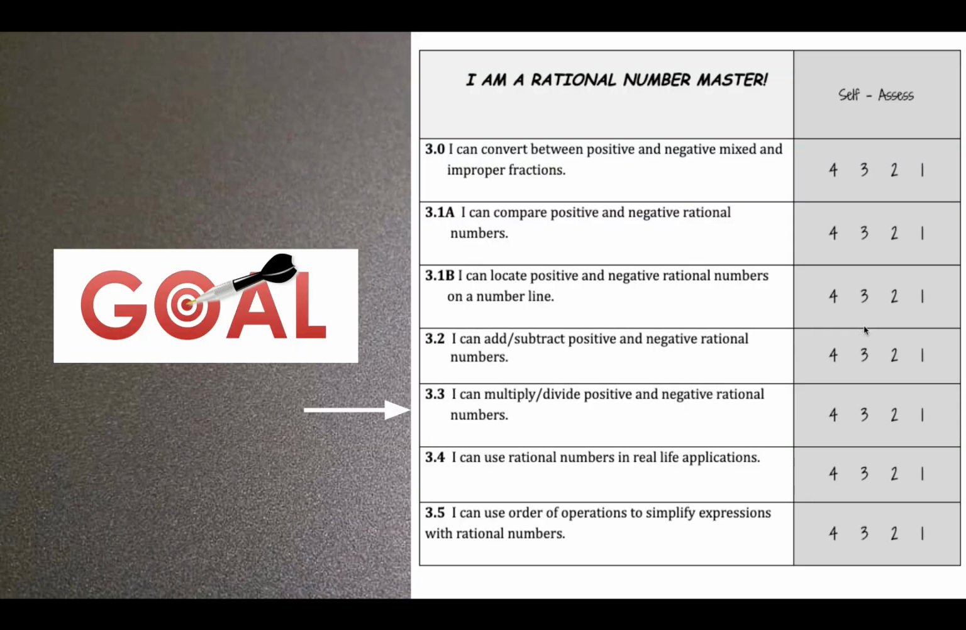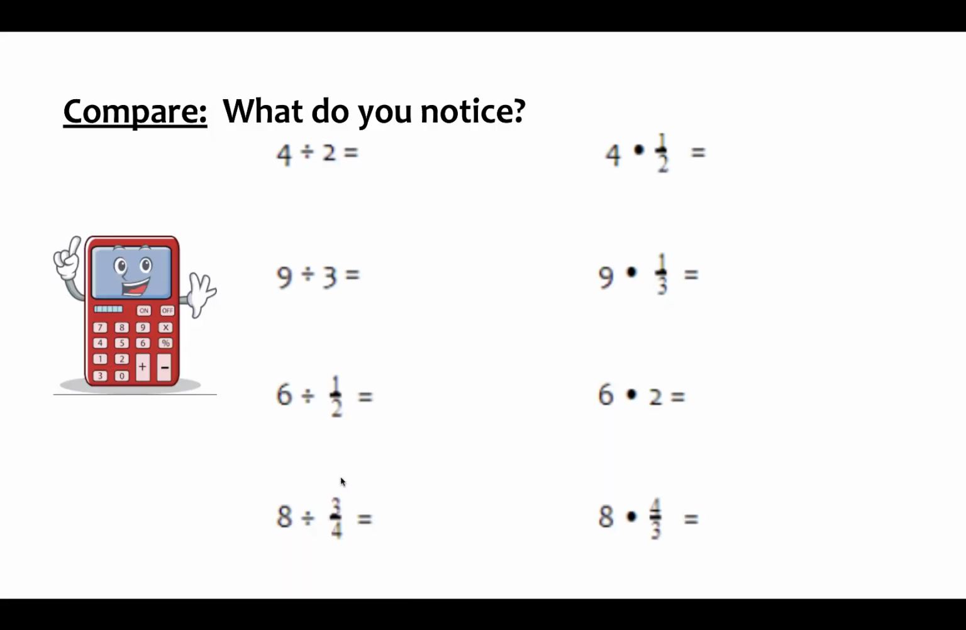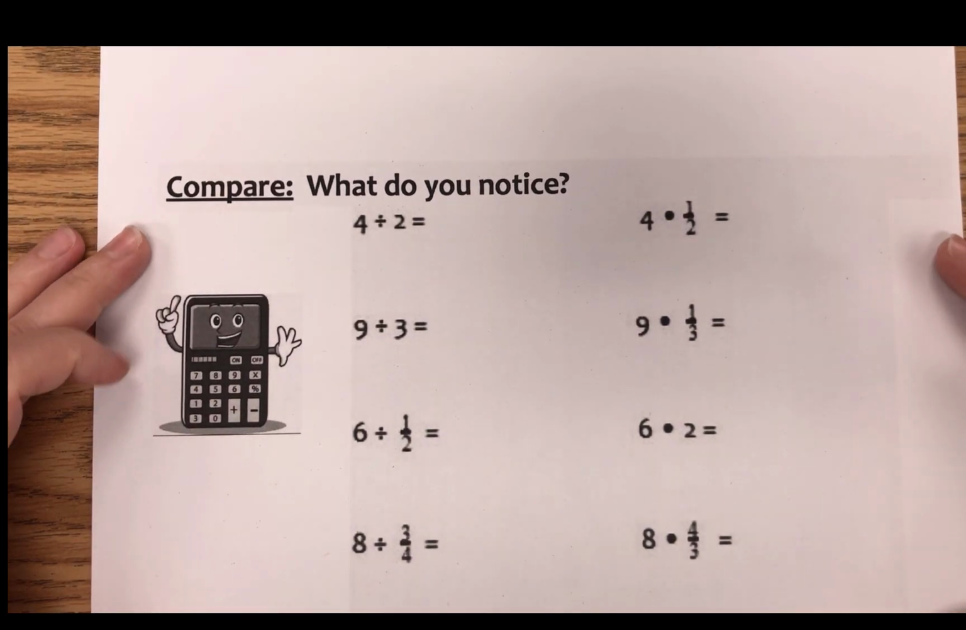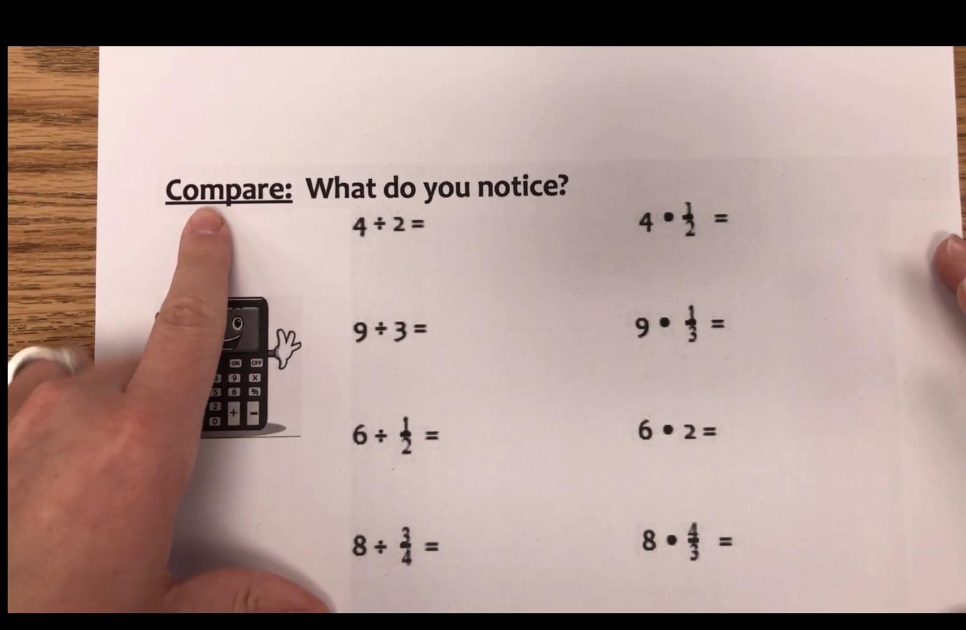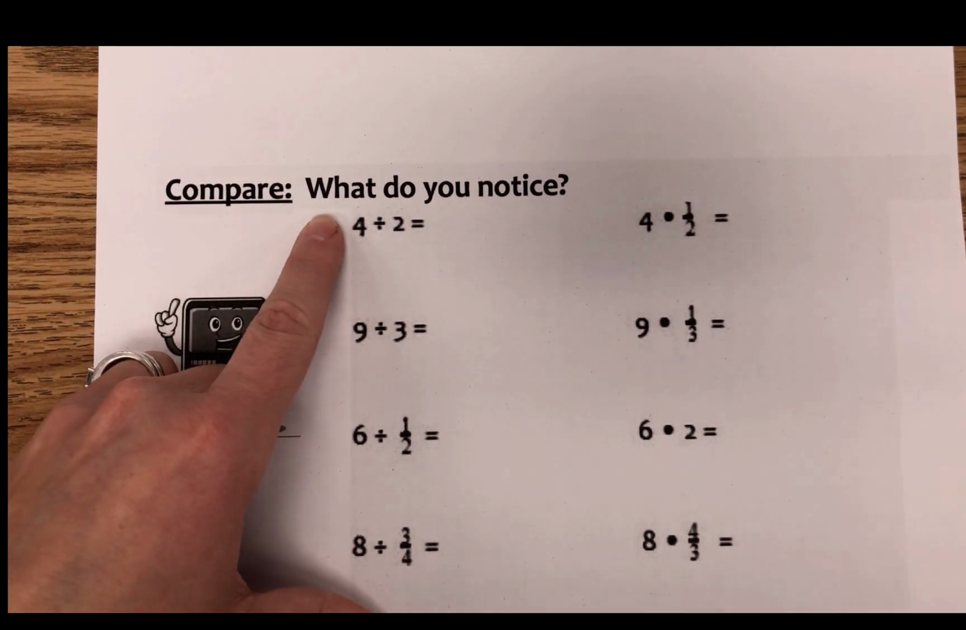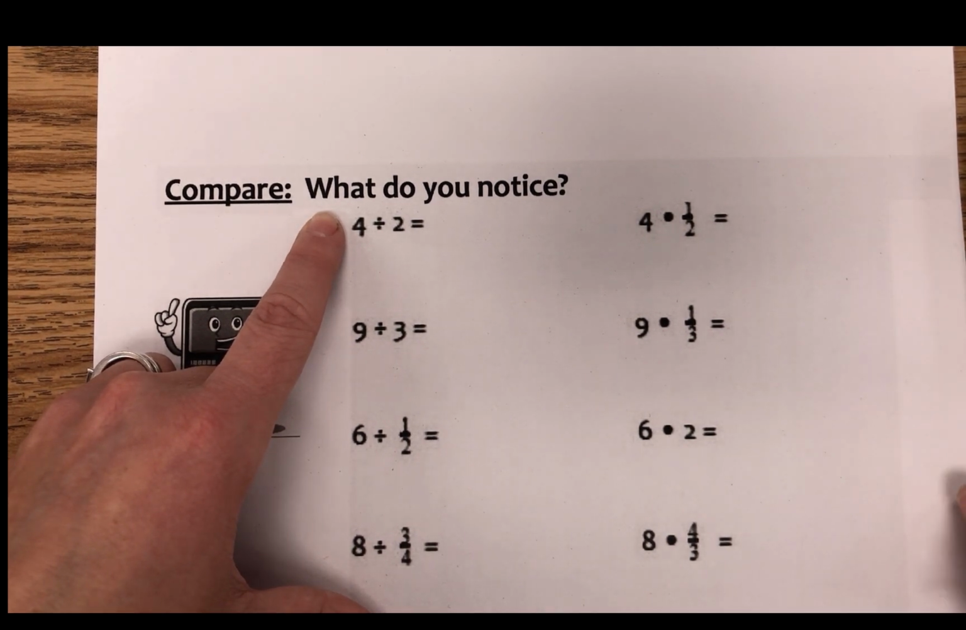Our goal for today is, the other day we worked on multiplying. Today, it says I can divide positive and negative rational numbers. Let's look at that first chunk in our notes. That first chunk talks about compare. What do you notice? With your calculator handy, if you need to pause the video to go get your materials, do that now. Let's go through these problems.